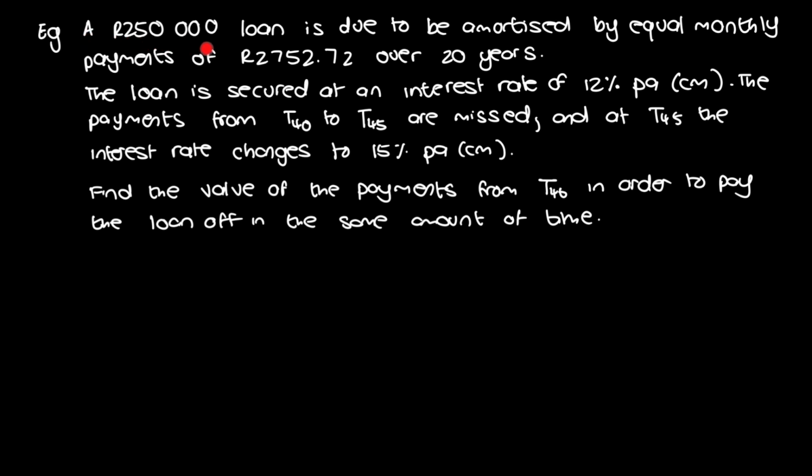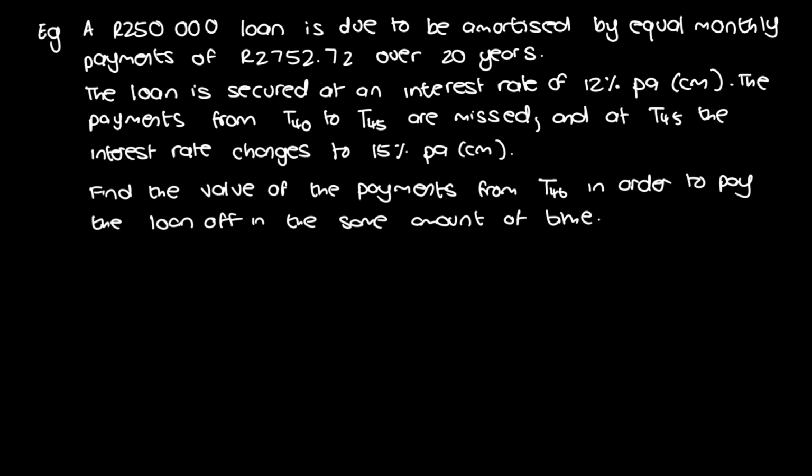So we have a 250,000 Rand loan, which is due to be amortized by equal monthly payments of 2,752 Rand and 72 cents over 20 years. The loan was secured at an interest rate of 12% per annum compounded monthly. And then the payments T40 to T45 are missed. Then also at T45, the interest rate changes to 15% per annum compounded monthly.